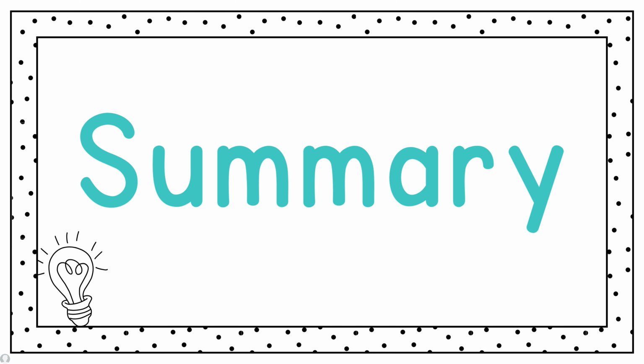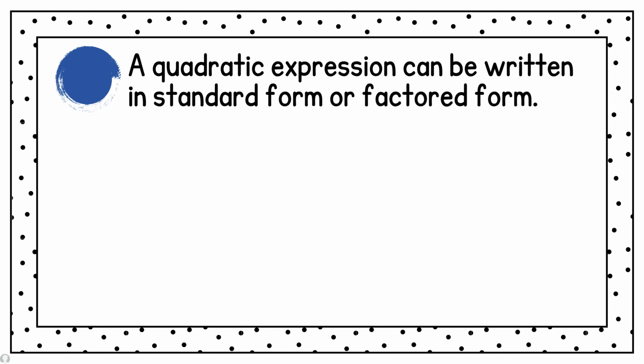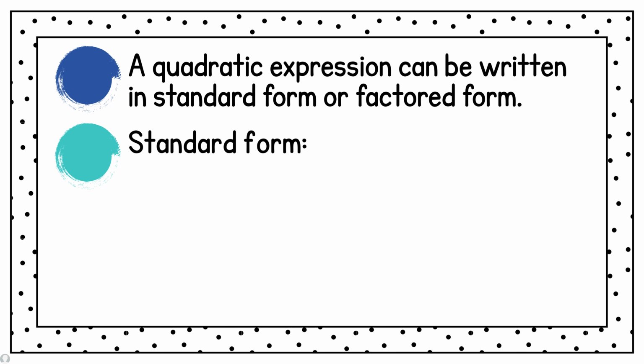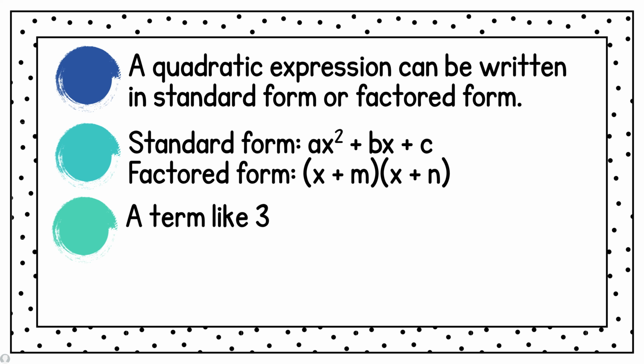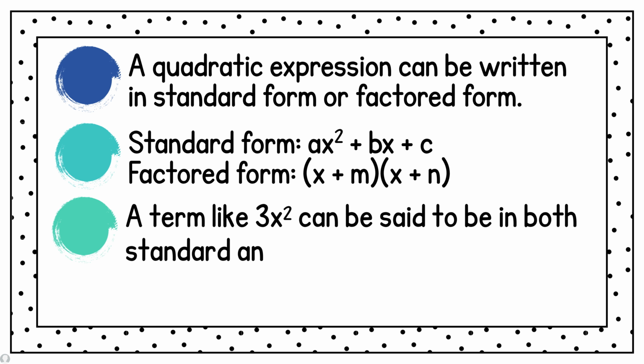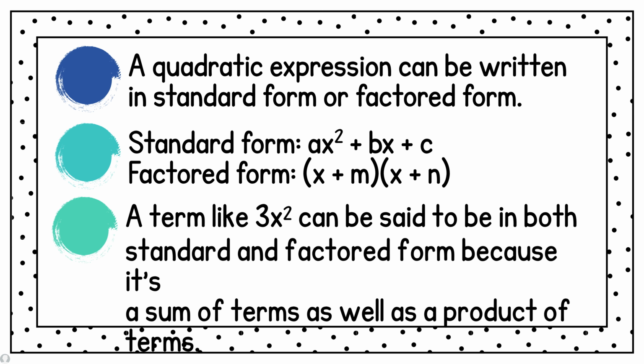Now let's summarize what we've learned. A quadratic expression can be written in standard form or factored form. Standard form is ax squared plus bx plus c, and factored form is x plus m times x plus n. A term like 3x squared can be said to be in both standard and factored form because of its sum of terms as well as a product of terms.